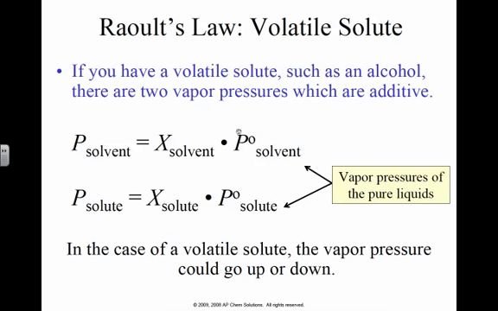Raoult's law for volatile solutes. Then you've got two things. You've got two things that are evaporating. The solute is evaporating, the solvent is evaporating. So you've got to find the vapor pressure for the solvent, which means the mole fraction of the solvent times its vapor pressure. Pressure for the solute, which is the mole fraction of the solute times its vapor pressure. And then you add them together.